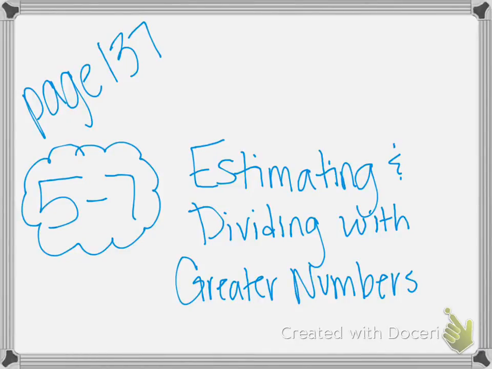All right, today we are working on 5-7, which is on page 137 in your math book. And this is estimating and dividing with greater numbers. Today we will be estimating numbers and using calculators to figure out what the actual answer will be. And we are using compatible numbers, so try to remember back about compatible numbers. If you need to, rewatch that video to just get a refresher on it. And we are just going to try a problem.